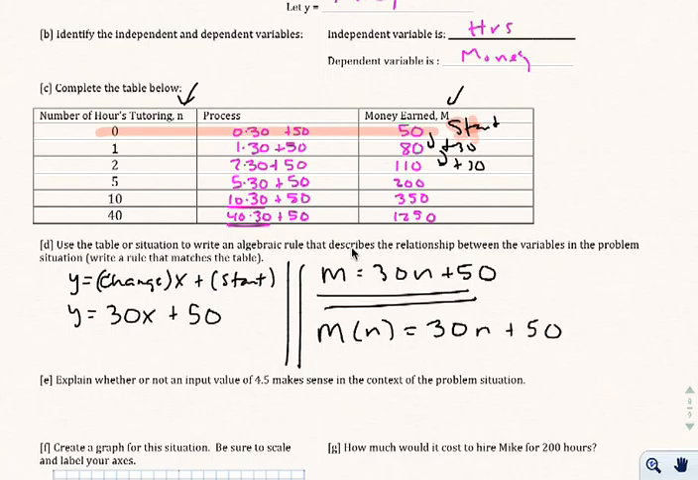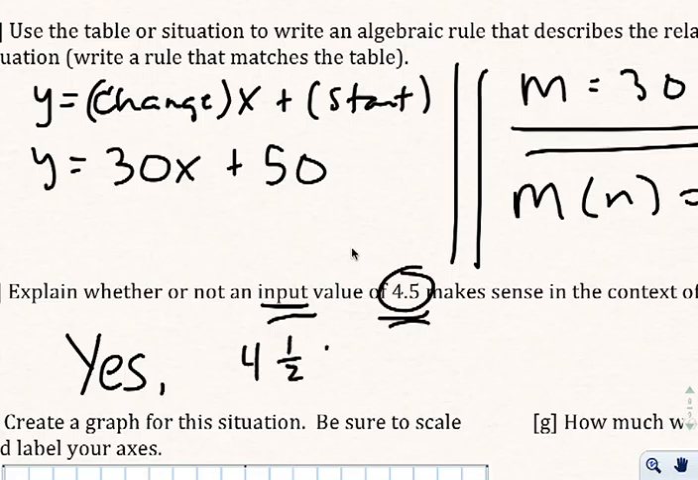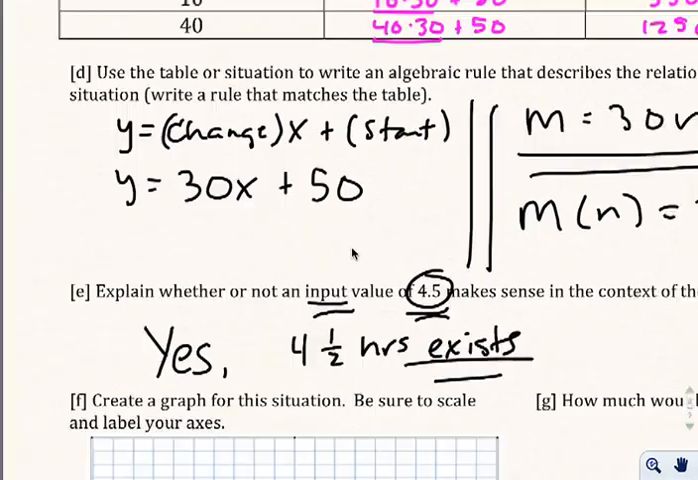So let's talk about whether or not 4.5 makes sense in the context of this problem if it was an input. Keep in mind input is number of hours, so the question you're asking yourself: can I record 4.5 as hours I'm actually tutoring? So I would argue the answer to this question is absolutely yes. If input is hours, 4.5 means I'm going to tutor for 4.5 hours and charge you for 4.5 hours. So since 4.5 hours exists, I would say that this is a valid input for this situation.